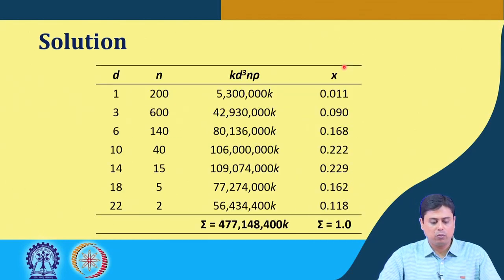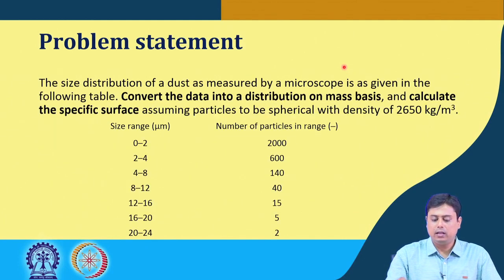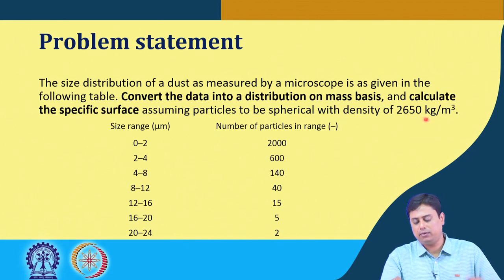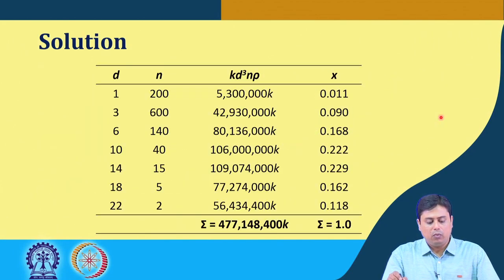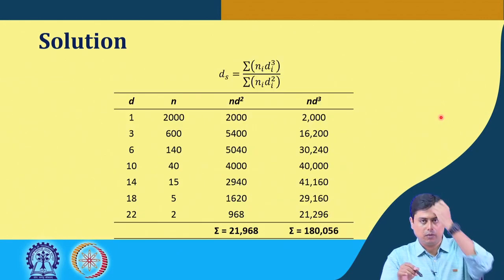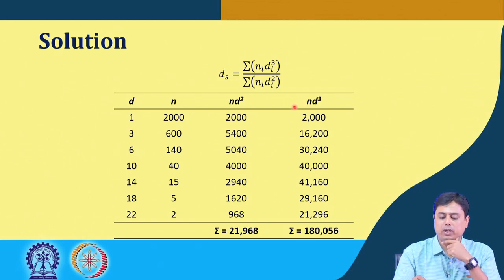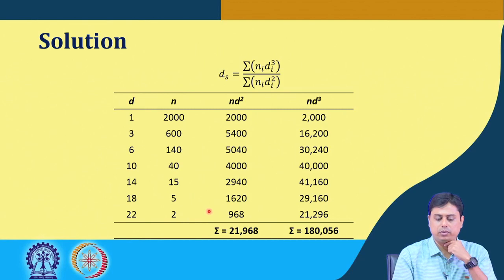Then our question was, again if I go back, to calculate the specific surface, assuming particles to be spherical with a density of 2650 kg per meter cube. For that we have to have a mean diameter of this sample, which is the surface mean diameter. Since in the problem the number distribution was given, we use that information instead of the converted mass distribution.